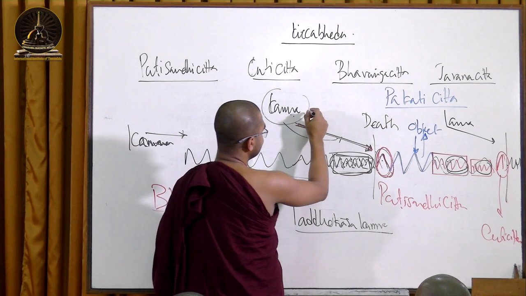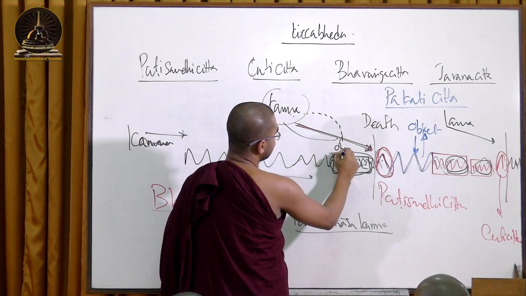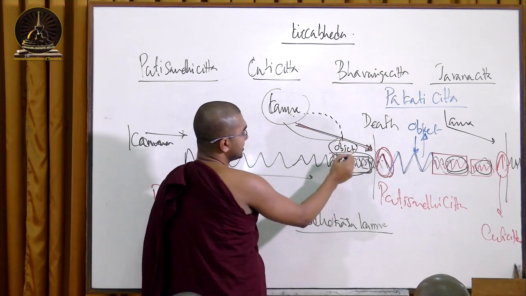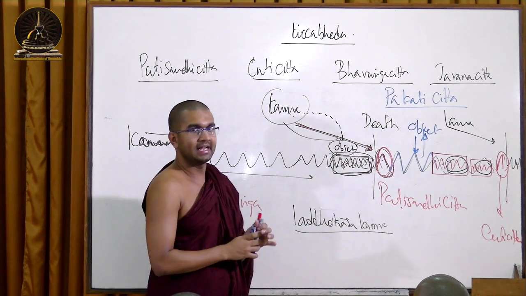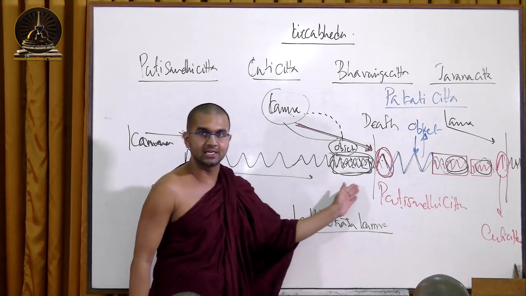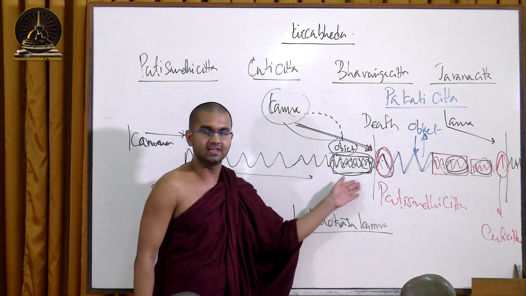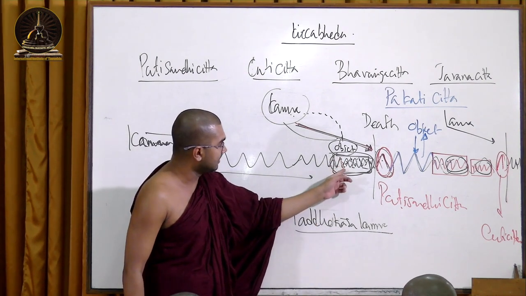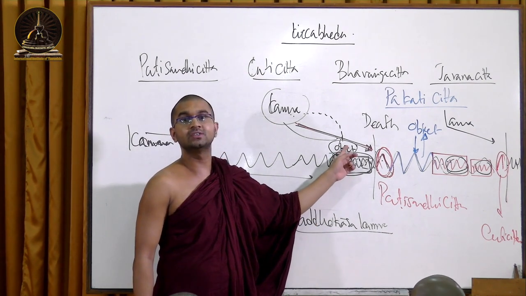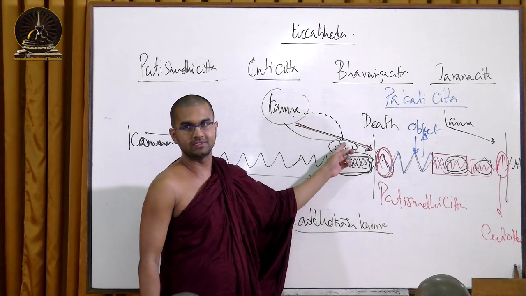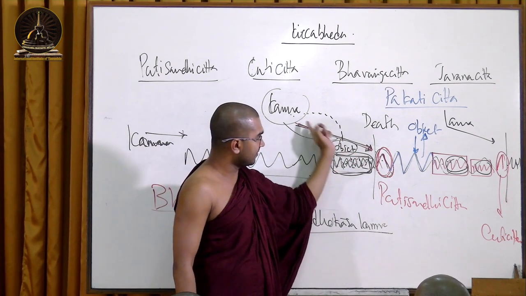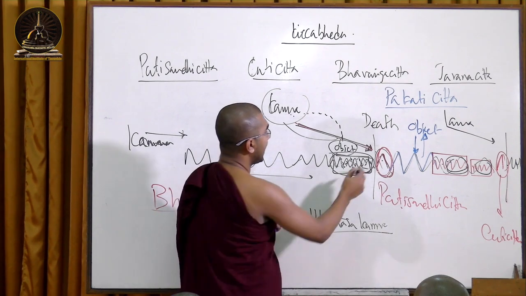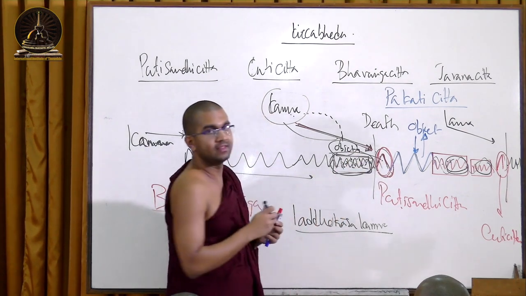Because of this kamma, a certain object is brought to the mind. We normally say the mind at that level has a force to continue living, a craving for living. At the same time, this mind inclines towards this object. Therefore, the result of this kamma will also have the same object, which was known at the near-death moment.